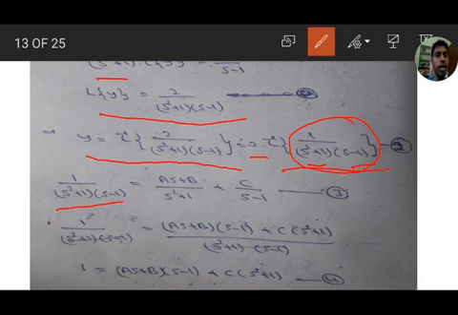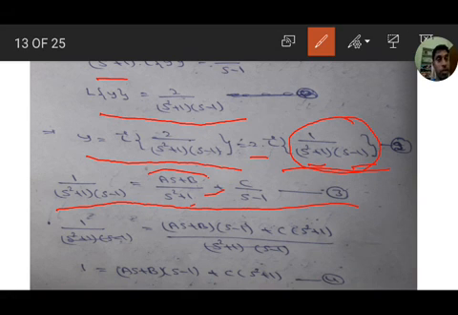So we can write 1 by s square plus 1 into s minus 1 equal to, for the quadratic factor, As plus B by s square plus 1, plus C by s minus 1. We are taking this as equation 2 and this as equation 3. So for the quadratic factor we get As plus B by s square plus 1. For the linear factor s minus 1, only a constant, C by s minus 1.